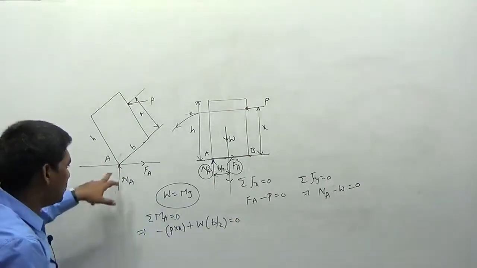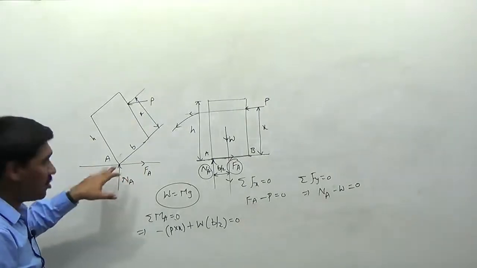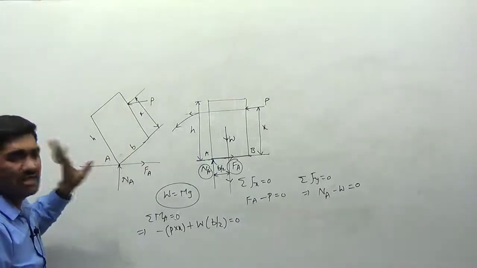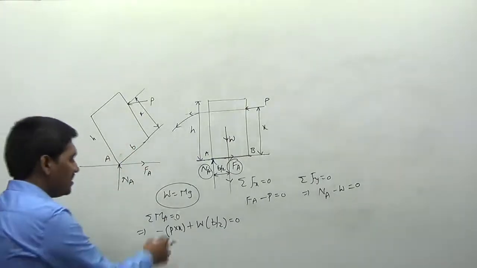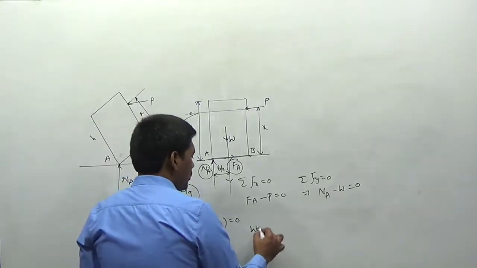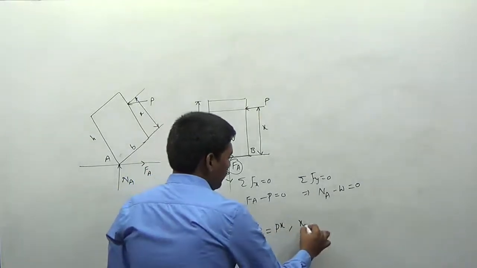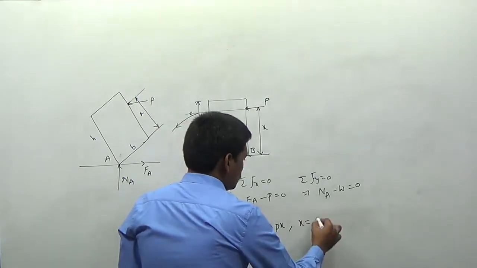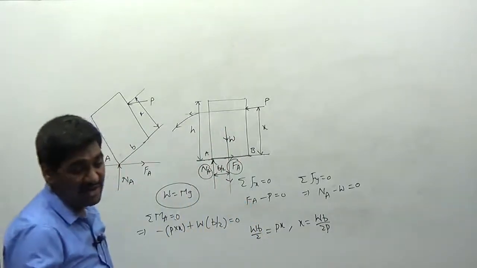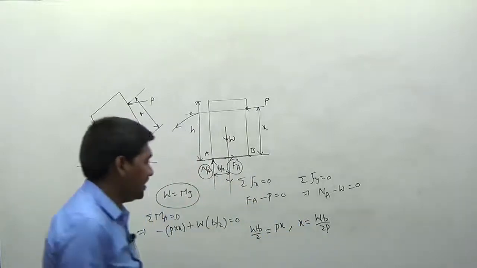One more important point. If there is no friction here at the contact surface, then the body cannot rest here. Due to the application of the force, the body will immediately fall down. There is no chance of tipping also. So I can write this value. I need the value of x here. I can write W into B divided by 2 is equal to P into x, and the value of x is W into B divided by 2 into P. But I am writing the value in terms of some other relations here. So how can we determine the value of x?